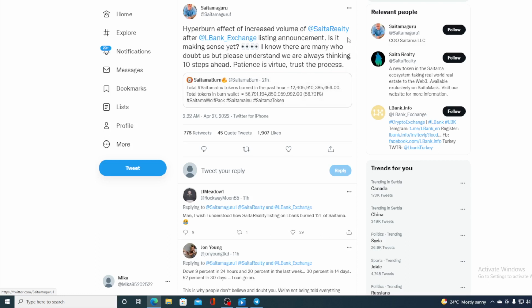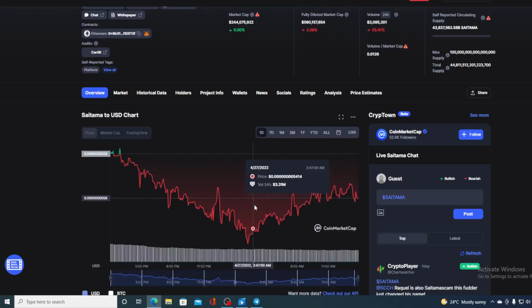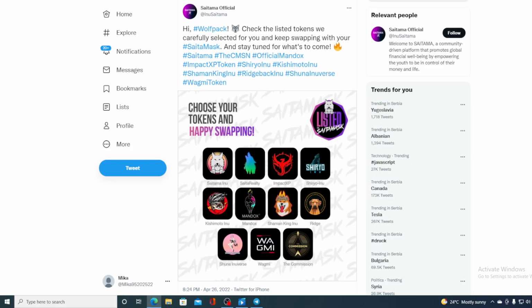So guys, Saitama Guru is actually telling us to be patient, but if the burn was done, and you can see this tweet over here, why are we seeing the price in the red right now? Let me come back to this last 24-hour chart. And this is not the only bullish tweet that we actually have here. Take a look at this.